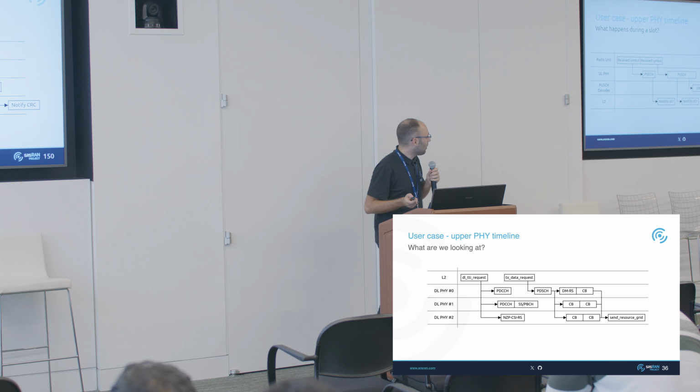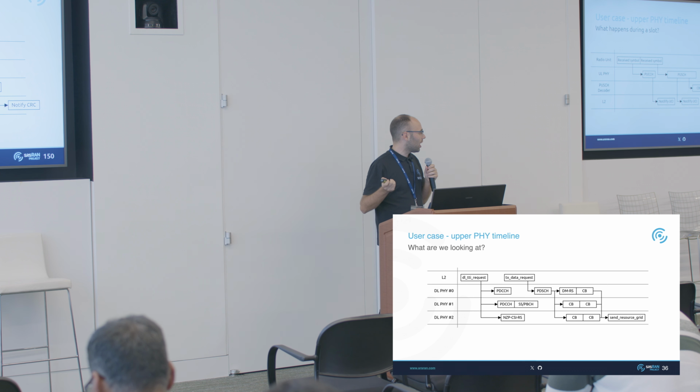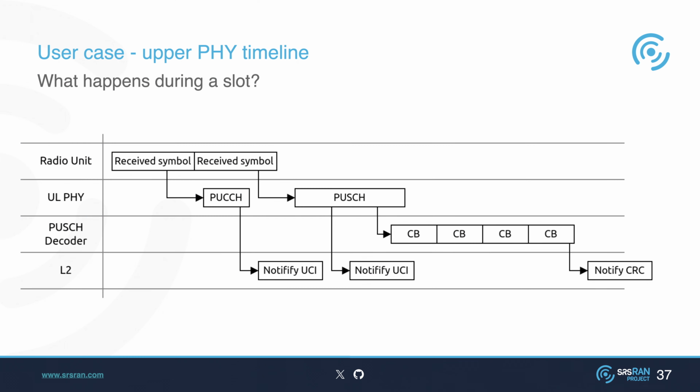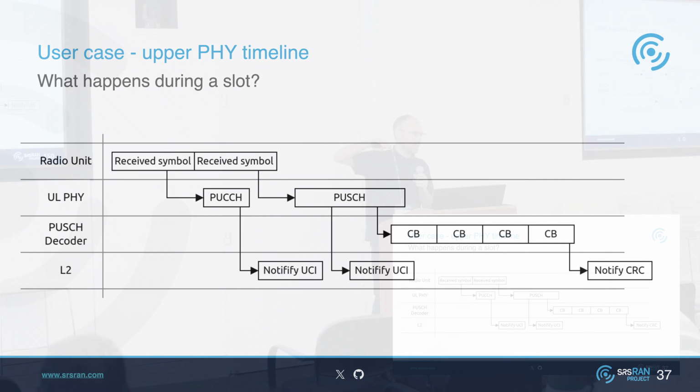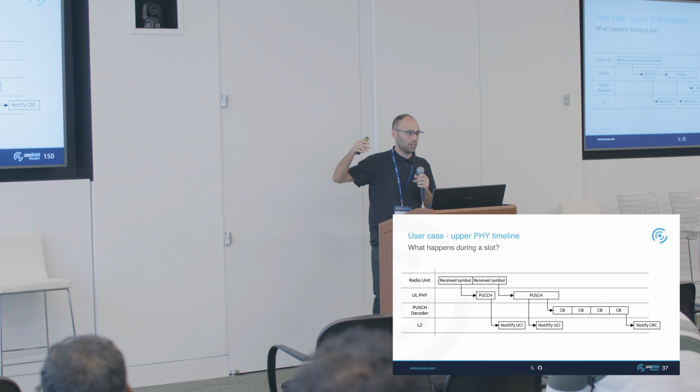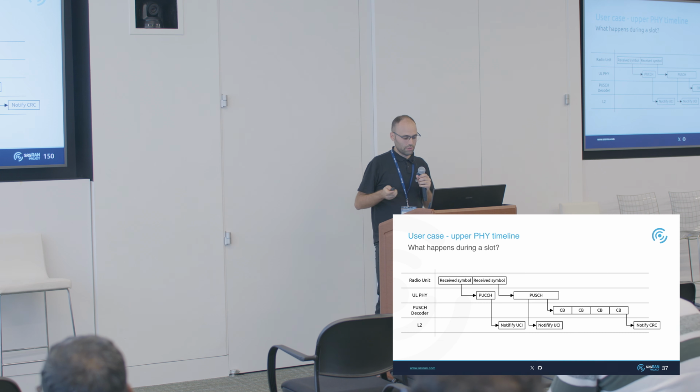Then on the uplink side, it was a bit hard to see in the trace. Basically, what we do is when we receive the resource grid symbols, we process PUCCH and PUSCH, and then we asynchronously create all the processing for the code blocks. As they finish, we can notify the UCI or the CRC results to the MAC layer.